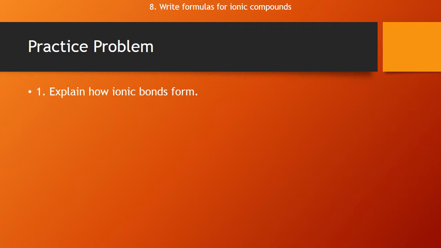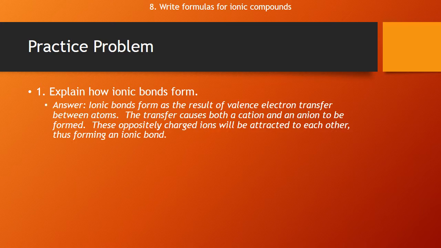Okay, you've had a chance to think about this. Hopefully your answer resembles something close to what I have here. My answer is, ionic bonds form as the result of valence electron transfer between atoms. The transfer causes both a cation and an anion to be formed. These oppositely charged ions will be attracted to each other, thus forming an ionic bond. So make sure your answer includes something about the transfer of valence electrons, that we form ions whenever that happens, and these ions, because they're oppositely charged, they will be attracted to each other. That is an ionic bond.